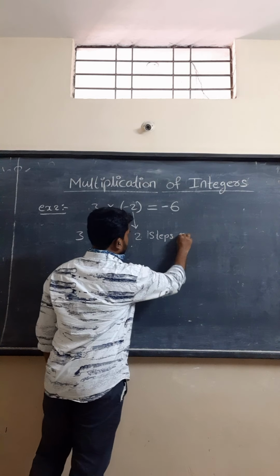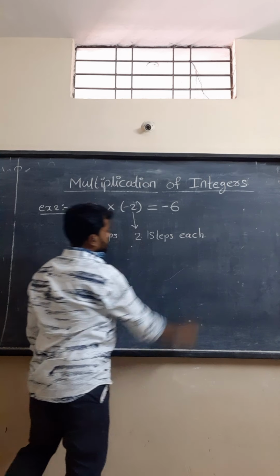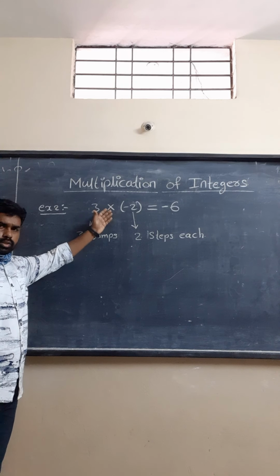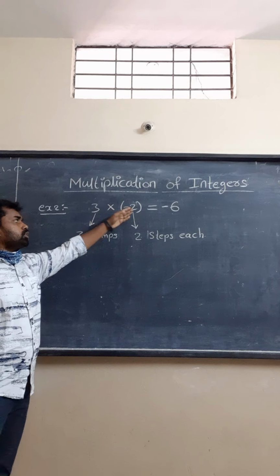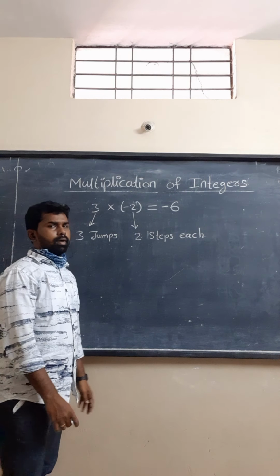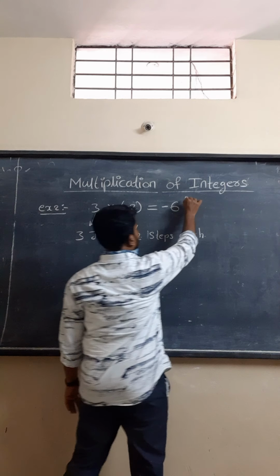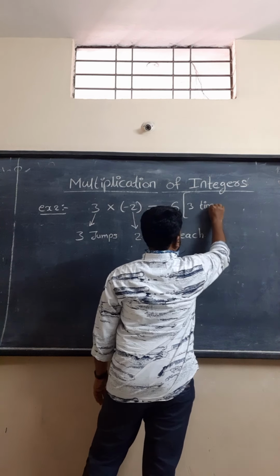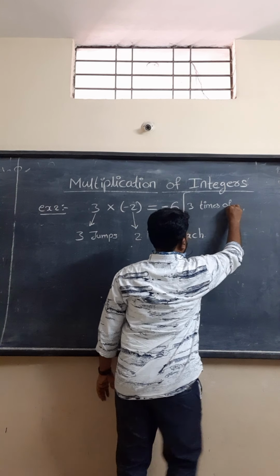2 steps each. And each we need to take 2 steps. This multiplication is the answer right in the statement also. This is 3 times 2, that equals minus 6. 3 times minus 2, here I am writing in the bracket, 3 times minus 2.